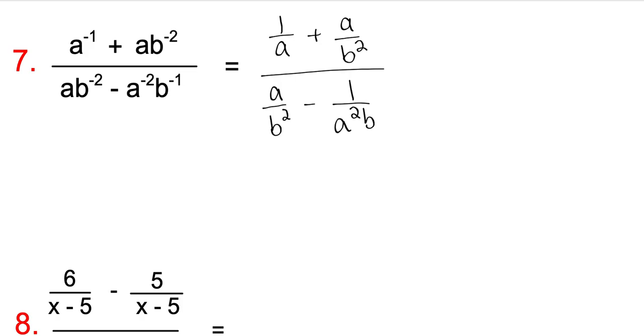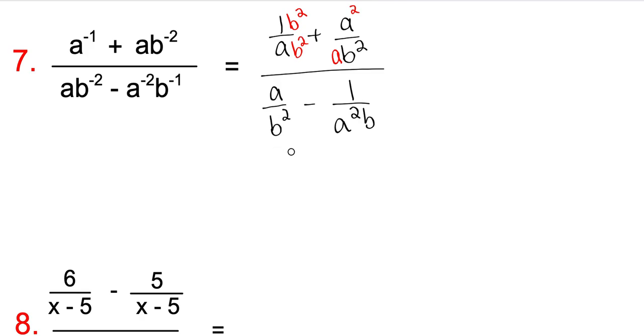And now we have the step where we need to get common denominators. So in the top, we need an a and a b squared in the bottom of both. So that means this one is missing a b squared, and this one is missing an a. And when I put the a here, if I multiply by a on the top, that's going to make it an a squared. So we'll just do that in one step.